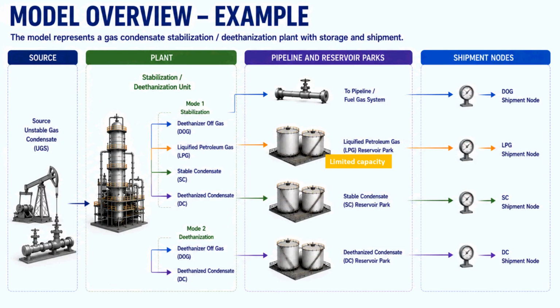To demonstrate the capabilities of the library, let us consider a simplified gas condensate processing plant. A condensate stabilization unit operates in two modes, stabilization and deethanization, producing several products that are accumulated in dedicated tank farms before shipment. Because the LPG storage capacity is limited, the operating mode must periodically switch when storage is full or production targets are achieved. The model records product flows and enables engineers to evaluate production plans and analyze facility utilization. Let's do it with Petroleum Refining Library.